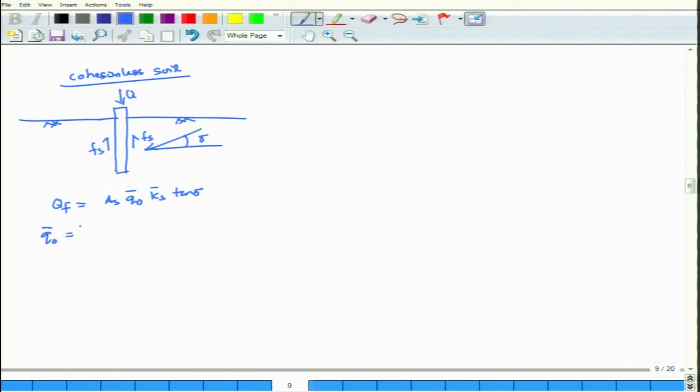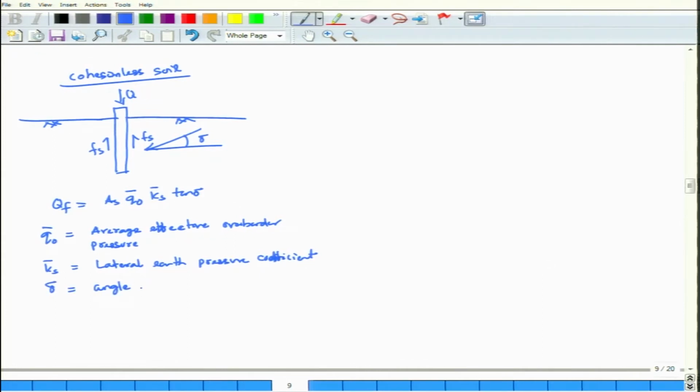Let me write it. Q0 prime is average effective overburden pressure, Ks is your lateral earth pressure coefficient, then delta is your angle of wall friction.